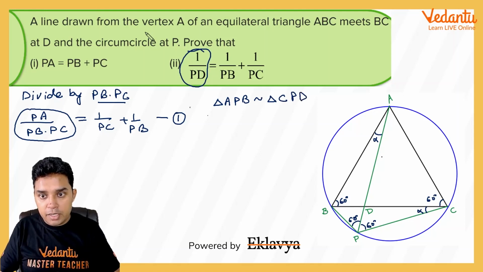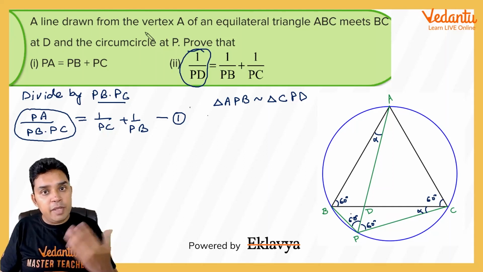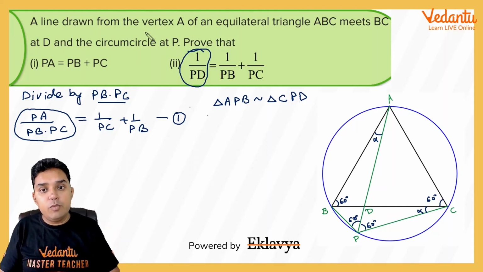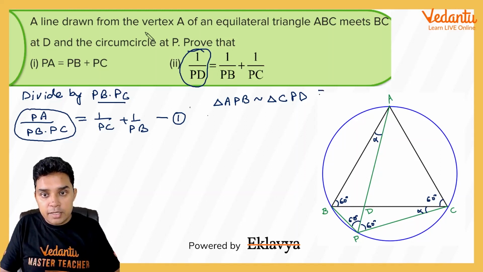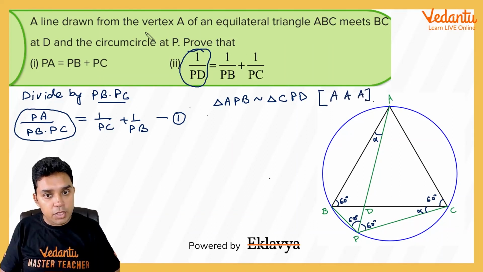It can be checked. At A, the angles are the same, alpha and alpha. At P, the angles are 60 and the angle at P here is also 60, and then the remaining angle will have to be the same, from the angle sum property. So these two triangles are similar, I can say from the AAA criterion, because all three angles are equal.